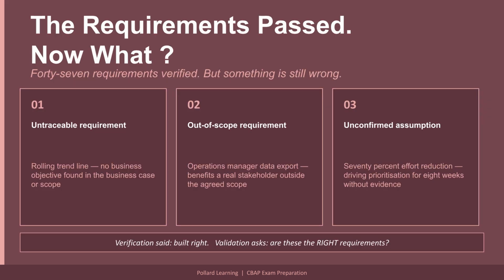The PDIG-4U requirements package has passed verification. 47 requirements, testable, unambiguous, internally consistent, all 9 characteristics satisfied. The business analyst moves to the validation session with the project sponsor and 2 senior stakeholders from the Lambert Inc. finance and operations groups. 3 things surface within the first hour. None of them were visible during verification.